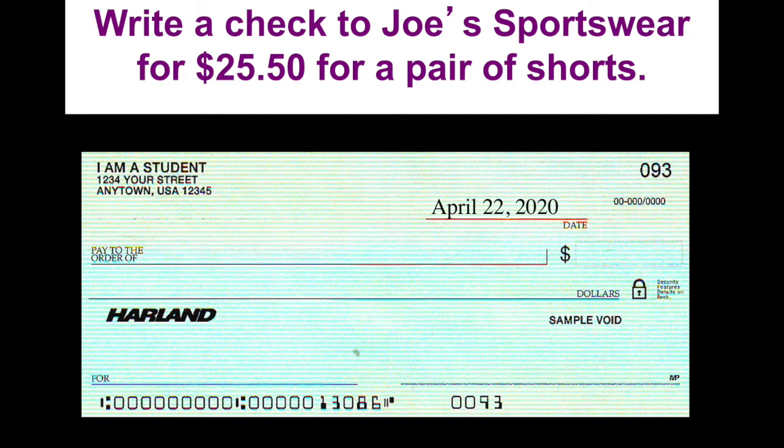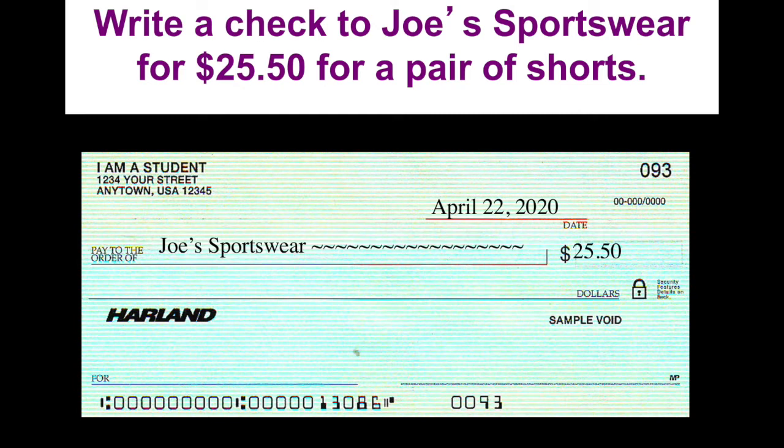Pay to the order of Joe's Sportswear. Remember, you can draw a wavy line. It doesn't have to be a series of lines here, but a wavy line to the end so nothing additionally is added to the pay to the order line. We will write the dollar amount in numbers. And remember, we want to write as close to the dollar sign as possible.